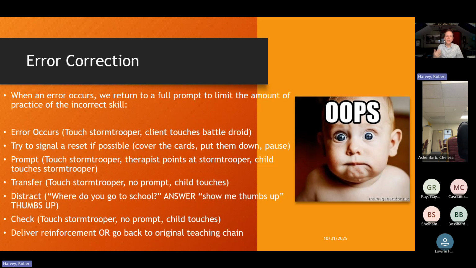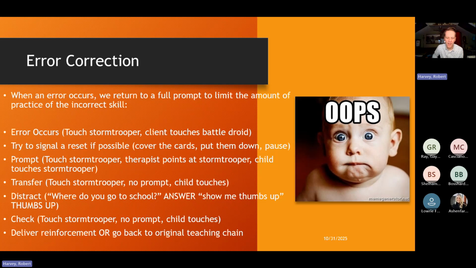All right, so what do we do when there's an error? Okay, an oopsie, right? So basically, you're restarting your teaching trial. Okay, so the error occurs, you say touch stormtrooper, but they touch the battle droid. Okay, so if possible, I'm going to signal a reset. Okay, so I might pull the cards off the table and put them back down. I might just put my hands over the cards. I might put my hand up to signal stop. But really what those things do is signal that they got it wrong without saying no, or that's wrong, or that's not right. So you're signaling kind of the reset.